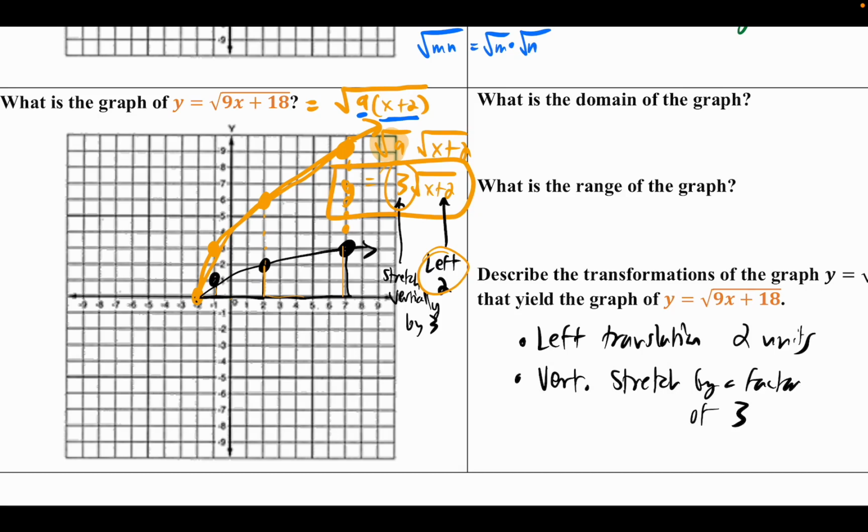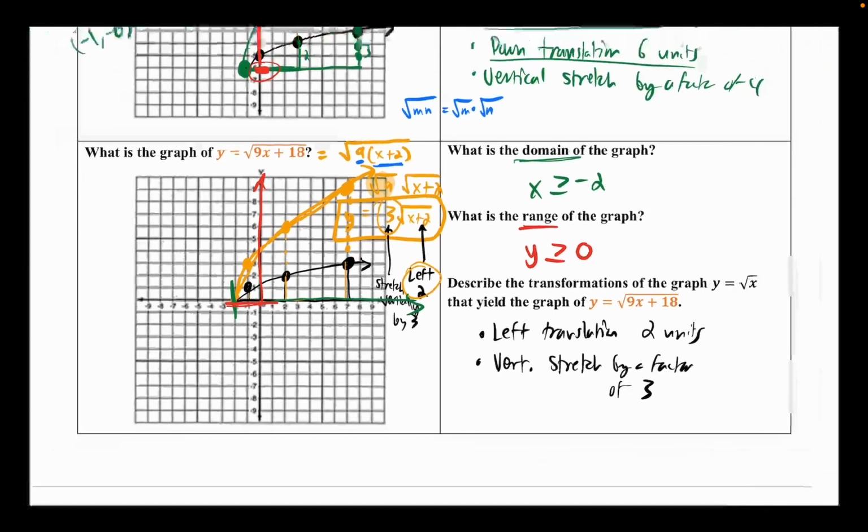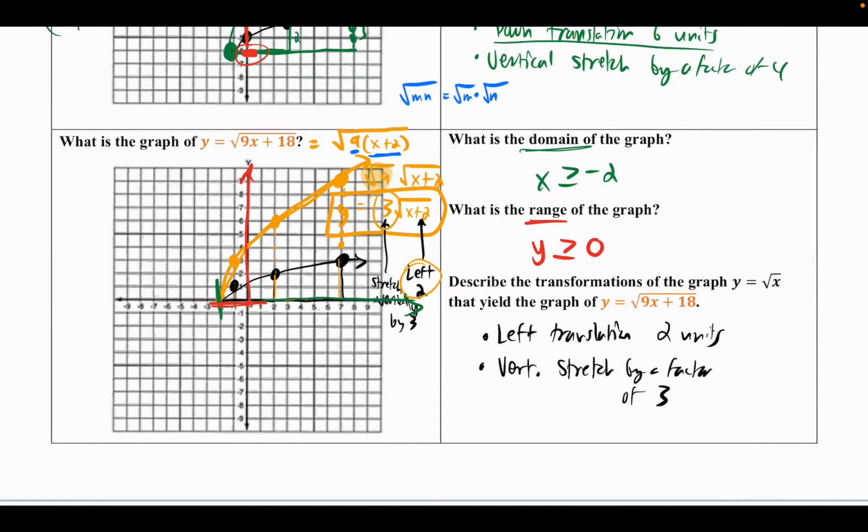And then just a couple things to identify as well, right? So the domain of the graph, all the x's, so the lowest x is at -2, and it goes on, so x is equal to or greater than -2. And then the range of the graph is the set of the y values. So the lowest it ever gets to is right sitting on the x-axis, which is at a height of 0, and then it goes upwards from there. So y being equal to or greater than 0 gives you the range for the graph there.